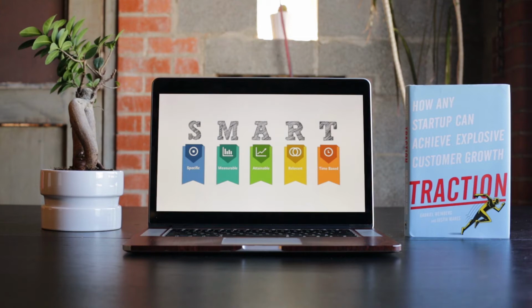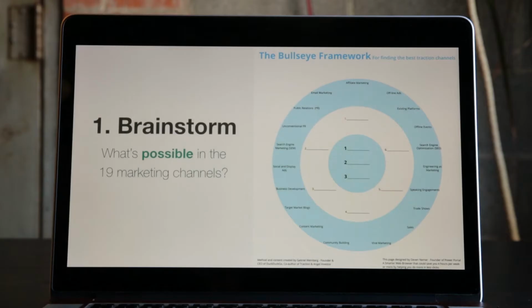So now that we have our SMART goals set, we need to see what's possible in the realm of marketing to find those new customers, to validate our idea, or to scale our business. So we're going to enter our brainstorming phase. One of the things I love to look at is this thing called the bullseye framework.